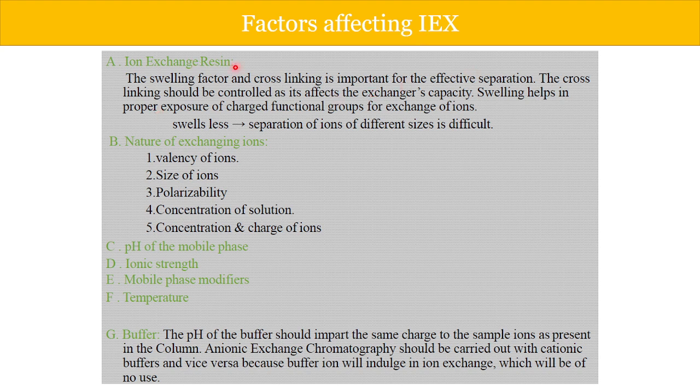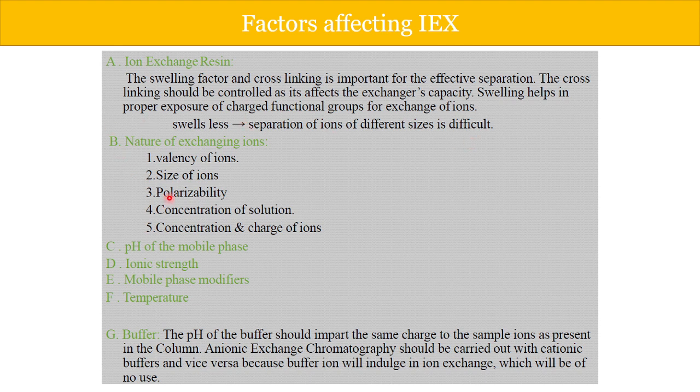So one is the ion exchange resin, that is the swelling factor, and the cross-linking is important for effective separation. The cross-linking should be controlled as it affects the exchange capacity, and swelling helps in proper exposure of the charged functional groups for the exchange of ions. If it swells less, then the separation of ions of different sizes becomes difficult.